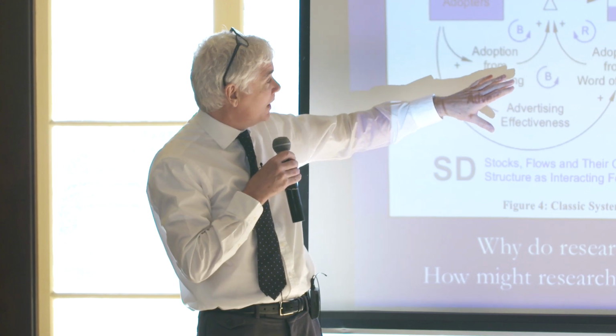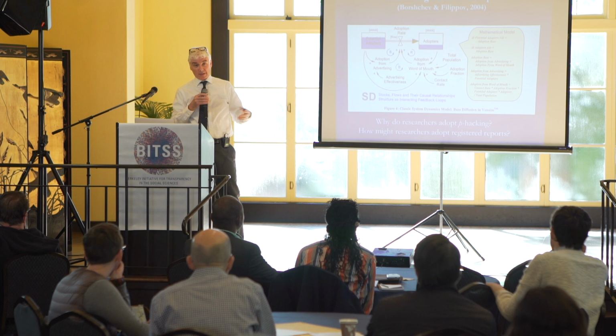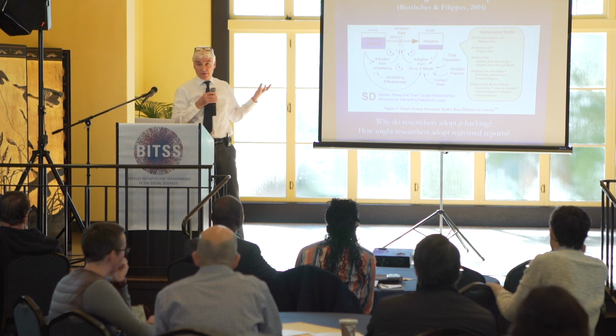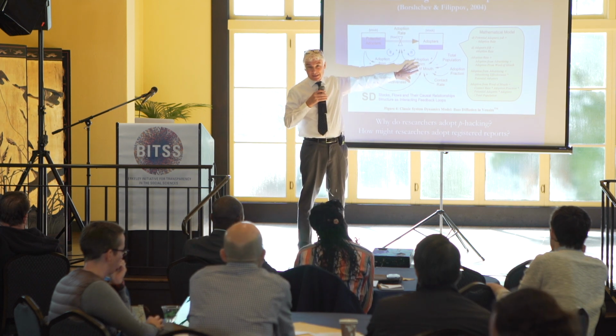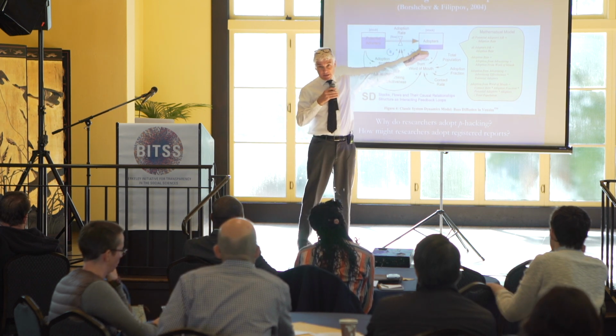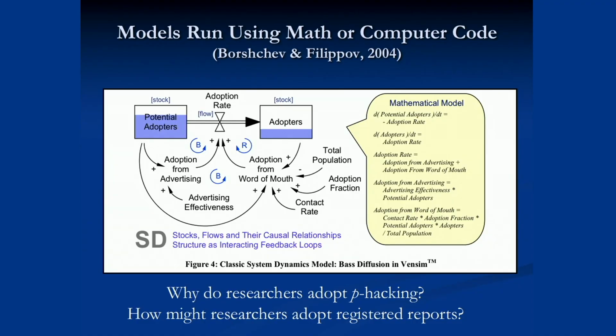So for example, the adoption by word of mouth. You've never heard of registered reports before, you come here, you hear about it, and therefore you adopt that. The more people who have adopted it, the more likely you are to hear about it, and that will affect the rate at which there's a flow through from here to here. If hardly anybody uses registered reports, you're not likely to hear about it, and you're likely to stay as a potential adopter because you're never exposed to that idea. If lots of people are doing it, you'll be exposed, and the flow will be greater from the potential adopters to the adopters.